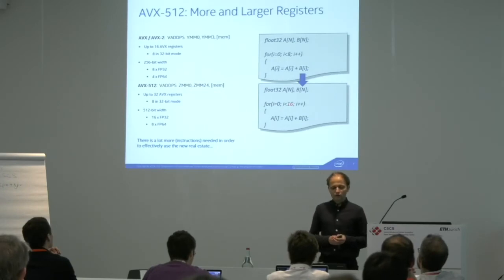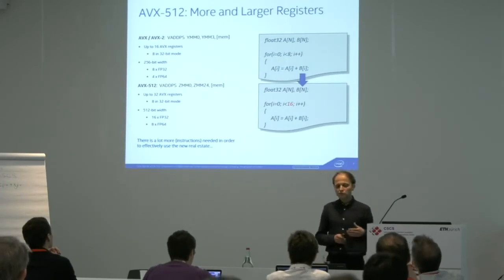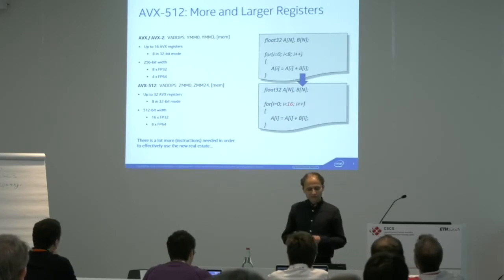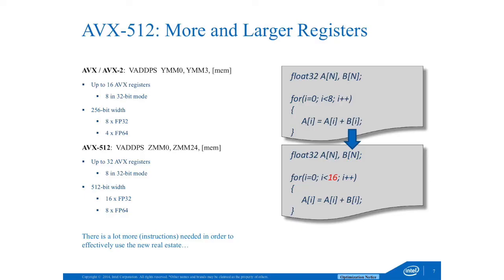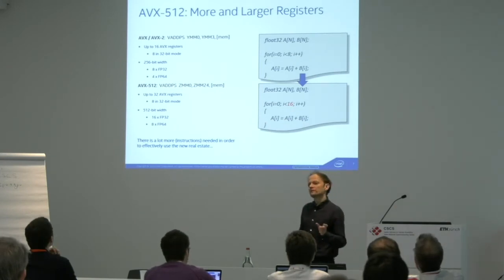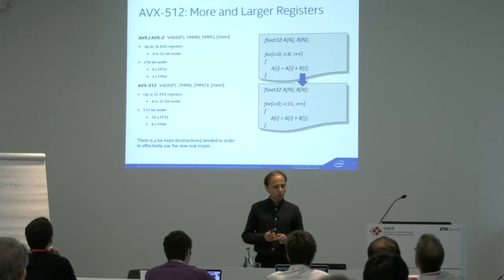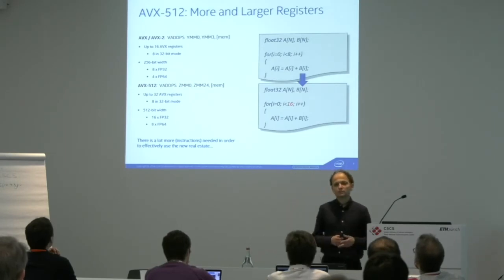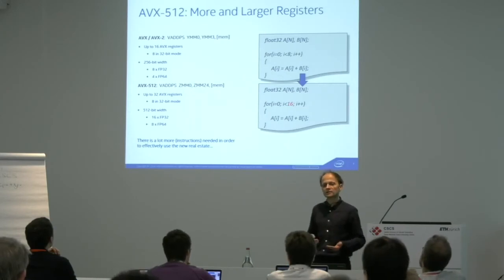Let's look into more and larger registers. You can see this is a natural extension, at least from the naming. You have the Y register set for the 256-wide instructions, and you have the Z registers that just double the width of the registers, and also give you more general purpose registers. It's exactly 32 of these 512-bit registers. And then you have essentially 16 elements per 512-bit vector in single precision, or 8 double precision elements per vector that you can process in one instruction, basically.